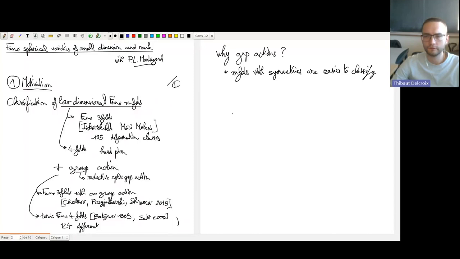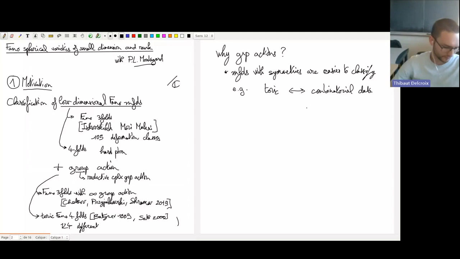And easier to classify, and you can even find some object to classify these, which is not easy. So in the case of toric, toric manifolds are classified by combinatorial data, which makes it possible to attack the problem. You have a method. I mean, you know what you're looking for first.